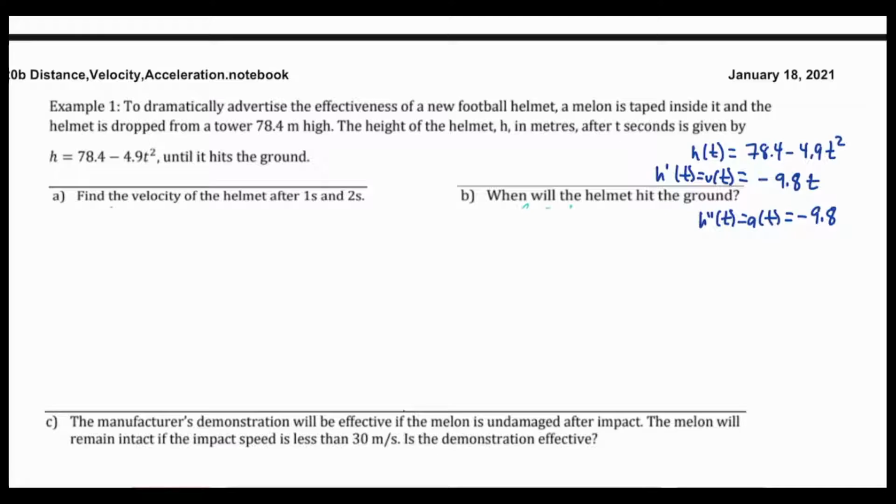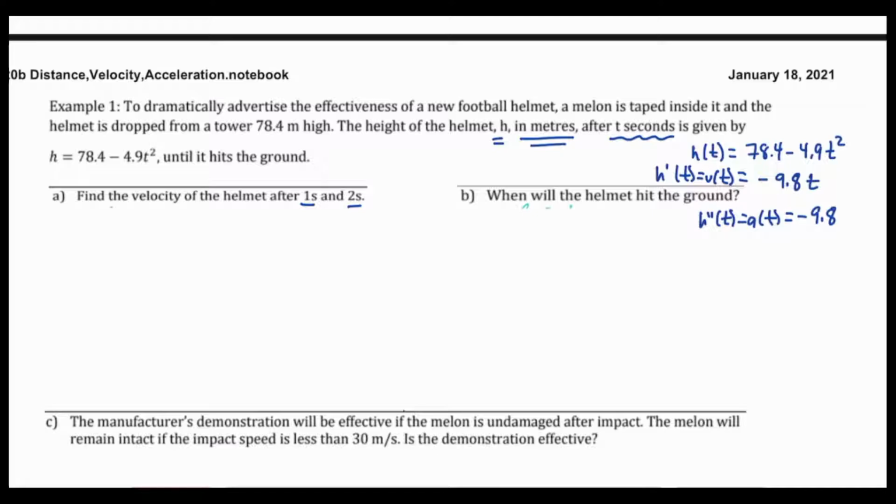Question A asks us to find the velocity of the helmet after 1 second and after 2 seconds. So we're just going to evaluate the velocity function at t equals 1 and at t equals 2. Let's just confirm really quick though. This is in seconds. Is our original function also given in seconds after t seconds? Yes. And also quick note, height is measured in meters. It's very important to keep track of our units when we're answering physics questions or just word problems in general. So make sure you are keeping track of that as we go.